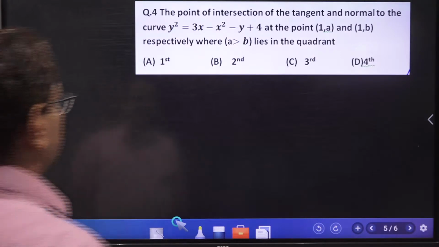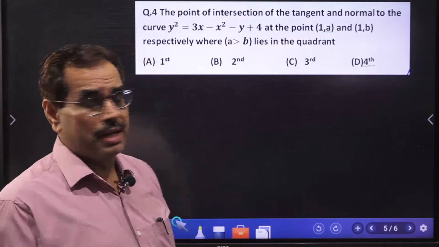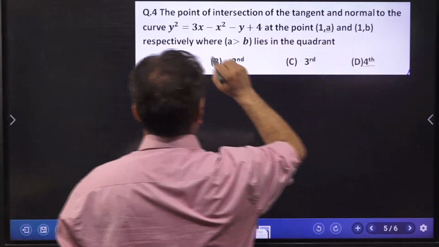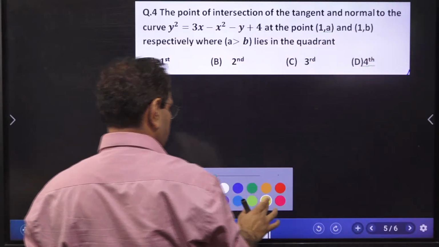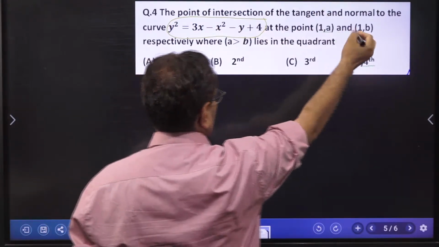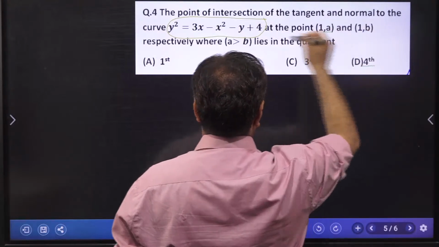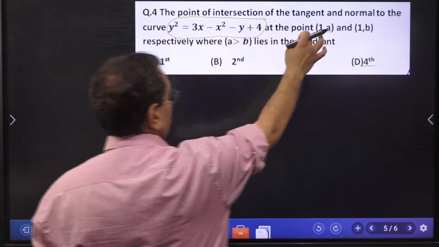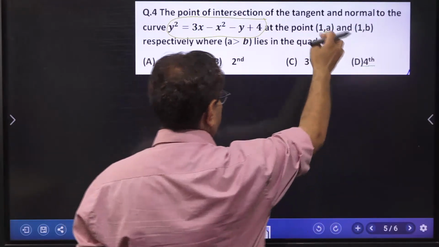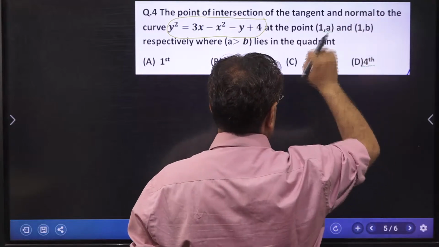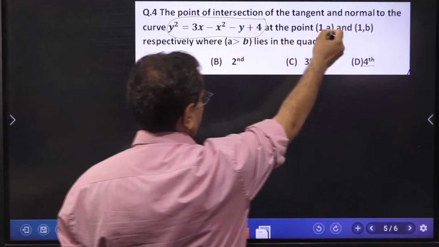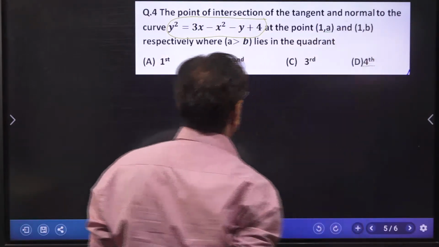Okay, so the point of intersection of the tangent and normal at the points (1, A) and (1, B). We have a curve given to us. This is a curve and (1, A), (1, B) are two points on this curve. Both points have x coordinate equal to 1, but the y coordinates are not given to us. They are given as A and B. So first of all, let us try to find out the y coordinate here A and here B.